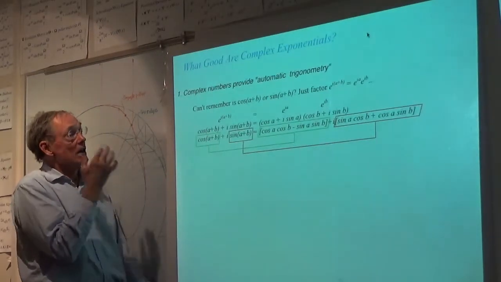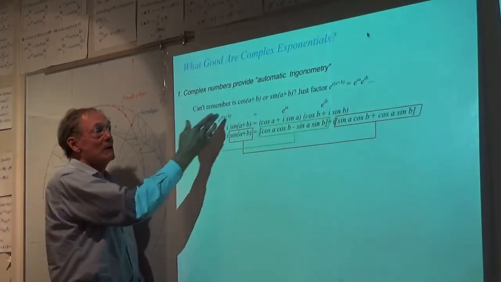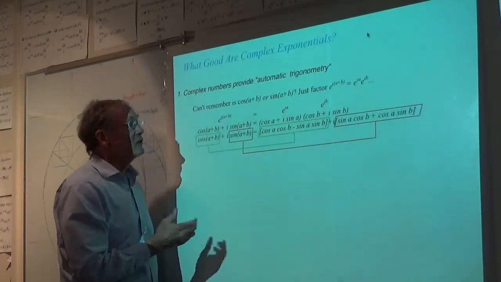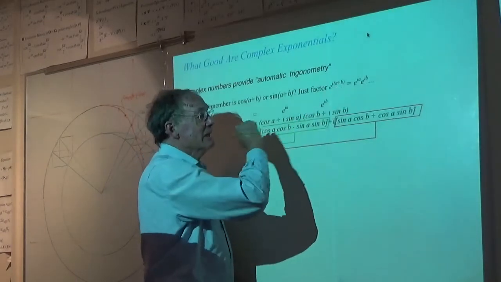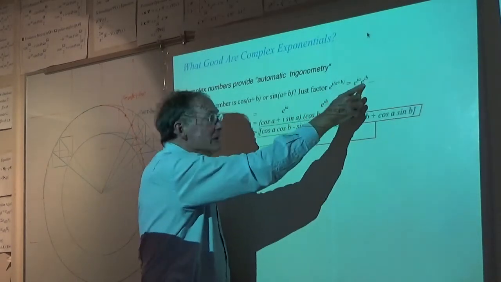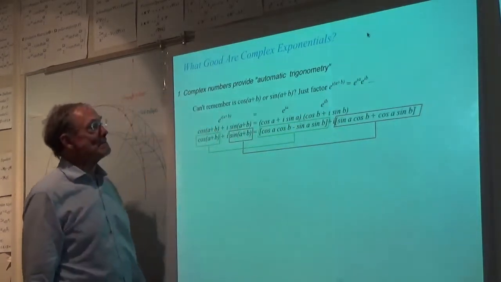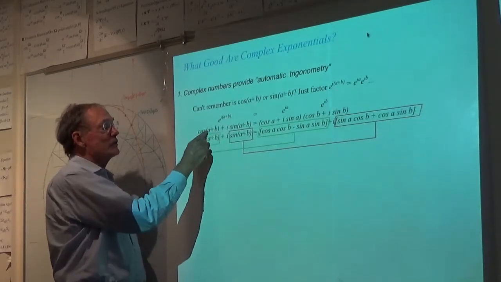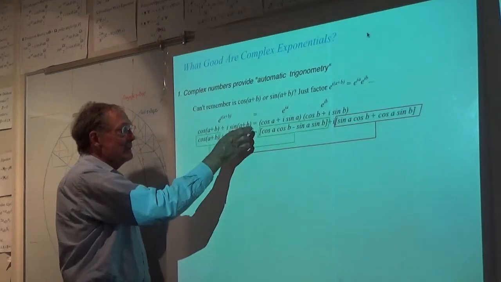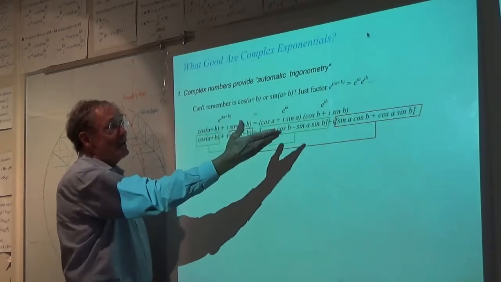What good are complex exponentials? Can't remember cosine of A plus B or sine of A plus B? Just factor e to the i(A plus B). There it is. Okay? So, e to the i(A plus B) is cosine(A plus B) plus i sine(A plus B). Let's just separate these two.